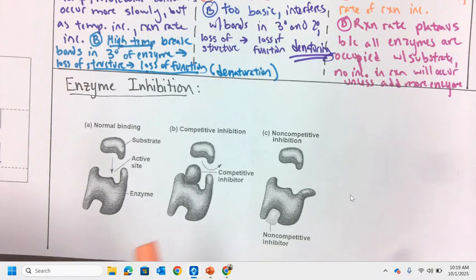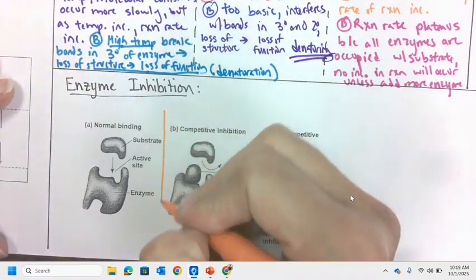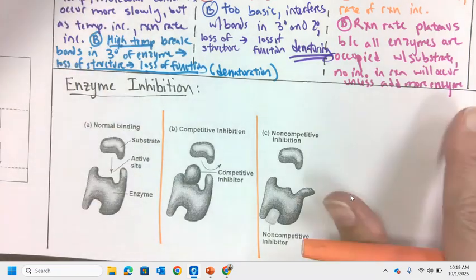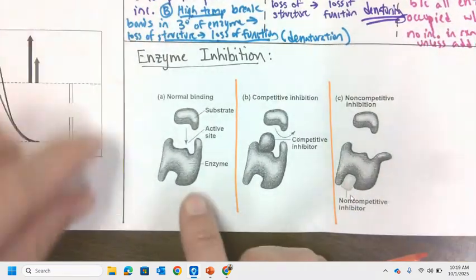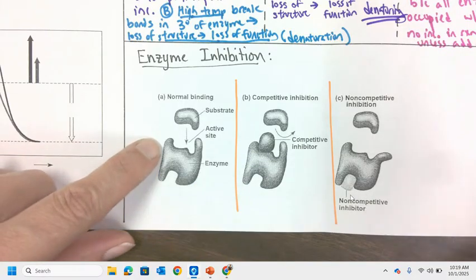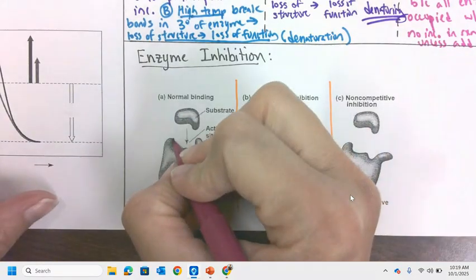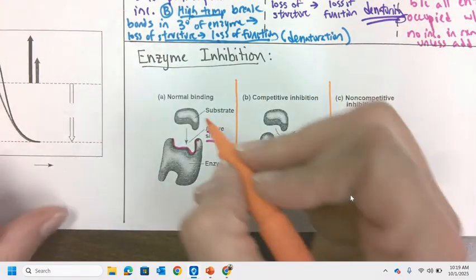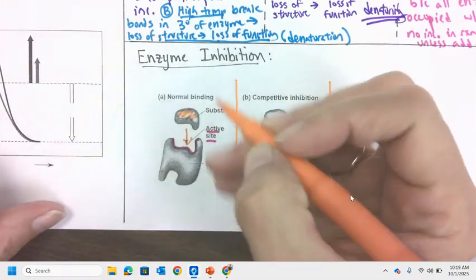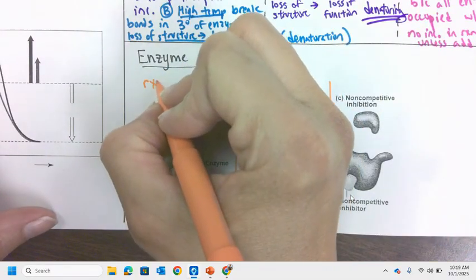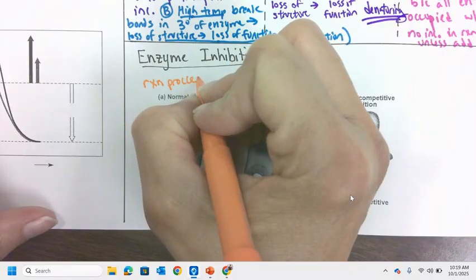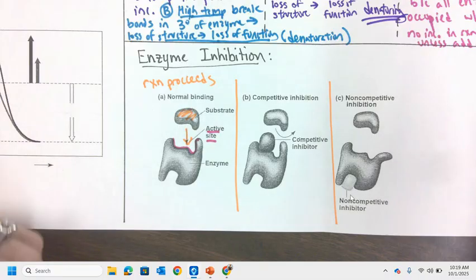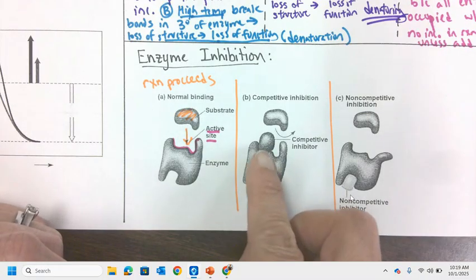So when we look at this, we have separated this into 3 pieces. Okay. In this first example, this is the normal example. Here's your enzyme. Here is your active site. The substrate fits easily into the enzyme, and the reaction proceeds normally.